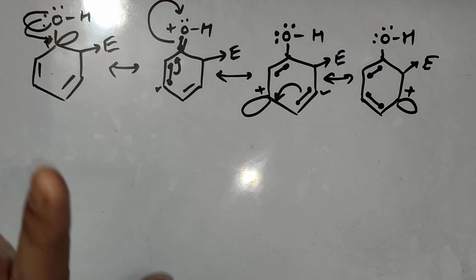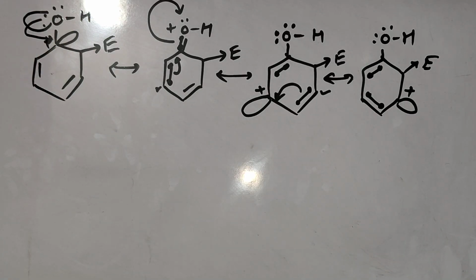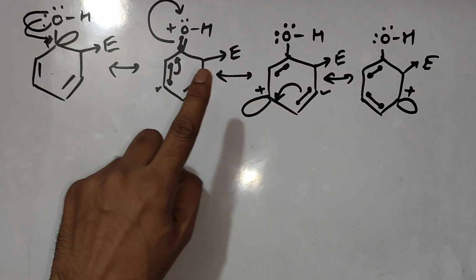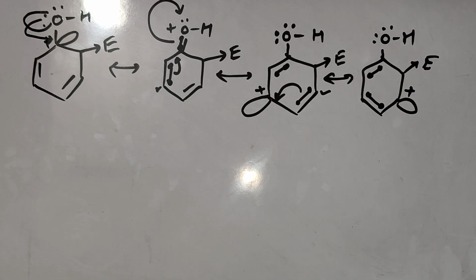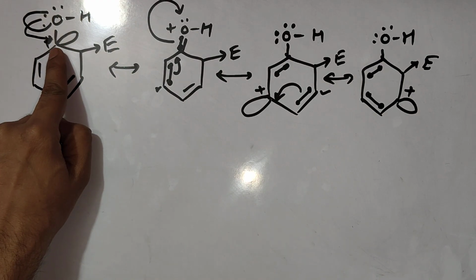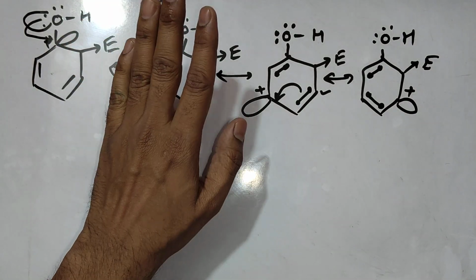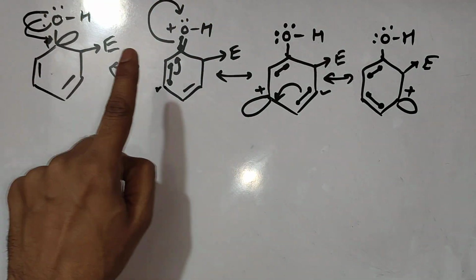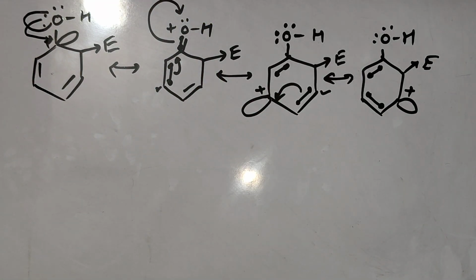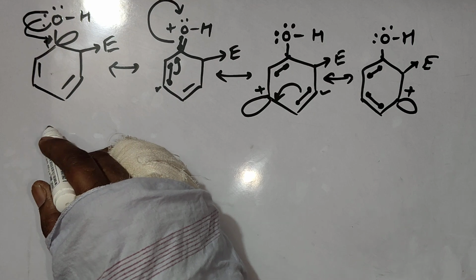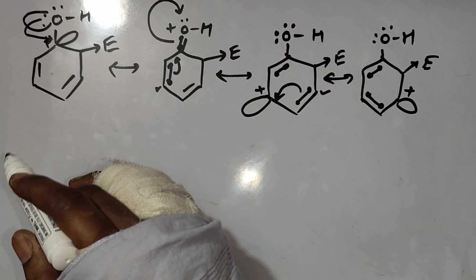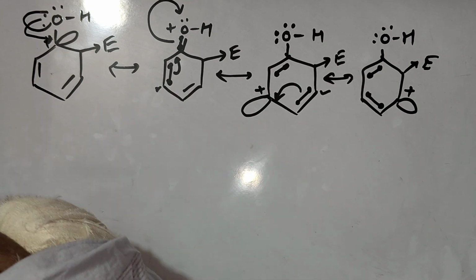We call it resonance. How many times is it getting finished? Count the resonating structures. 1, 2, 3, 4. So the carbocation generated due to attack on the ortho position by the electrophile is getting stabilized by 4 resonating structures. Okay. Let's check the carbocation which is generated by attack of the electrophile on the para position.